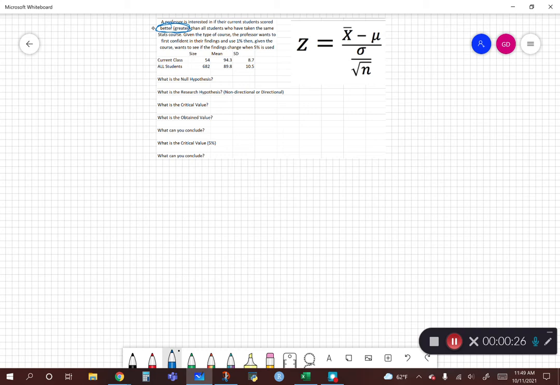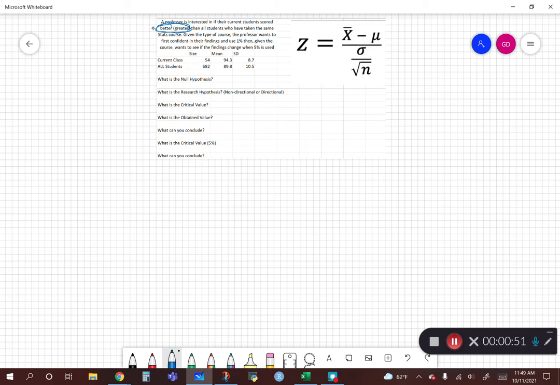Then all students who have taken the same stats course. Given the type of course, the professor wants to first be confident in their findings and use 1%, then wants to change it to see what happens if we use 5%. Again, we know it's directional. We have two different probability values of 1 and 5%. So with that, we're going to have two critical values, same obtained. And what can we conclude?